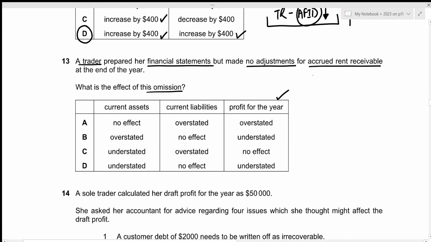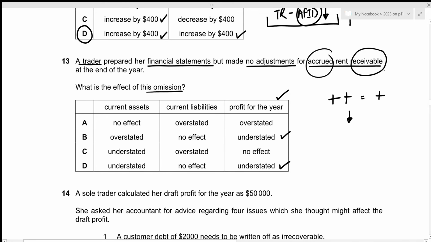Okay, let us first start with profit for the year. Since we're talking about accruals at the year end, this should be added, right? And we're talking about rent receivable, so this is an income, right? So the income that should have been added is missing, which means that the profit is understated, right? Because we have missed this additional income. So we're looking at understated for profit for the year, which is given in option B and D.